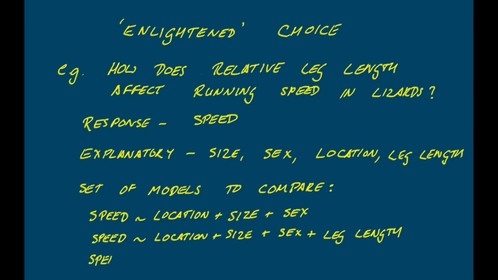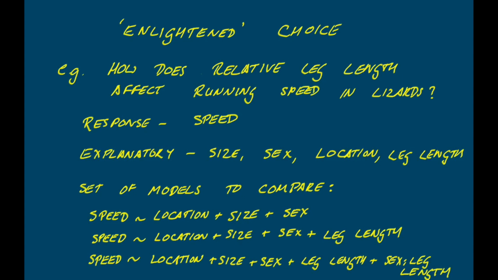And if we think that's possible as well, we might fit a third candidate model with all of those main effects and then the interaction term between sex and leg length as well. And then comparing those three models means that we're only comparing three models. Remember, we've got 4 explanatory variables here. So if we were to include all of the potential interaction terms, we would have 167 valid models that we could look at. But we've managed to boil that set down to just 3 models, and we're going to use those 3 models to ask some very specific questions about our data.